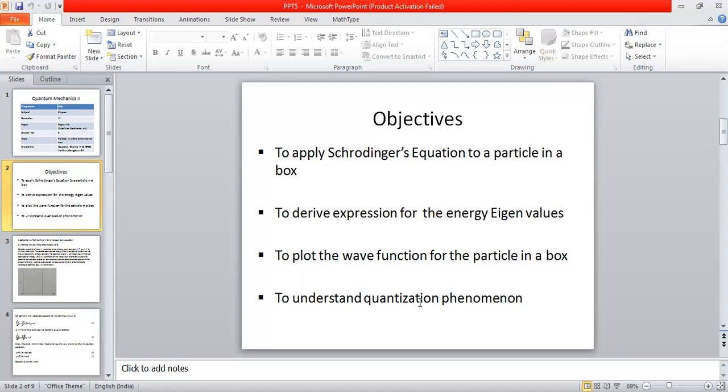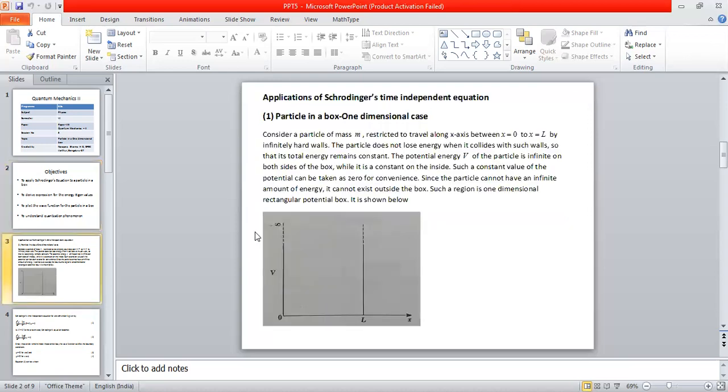So this is our last objective. We need to understand the quantization phenomenon also. So these are the 4 objectives. Overall, we are going to apply Schrodinger's equation to a particle in a box and try to solve the differential equation. We end up with several energy eigenfunctions as well as energy eigenvalues. Through this, we shall also try to understand the meaning of quantization. So let us begin now.